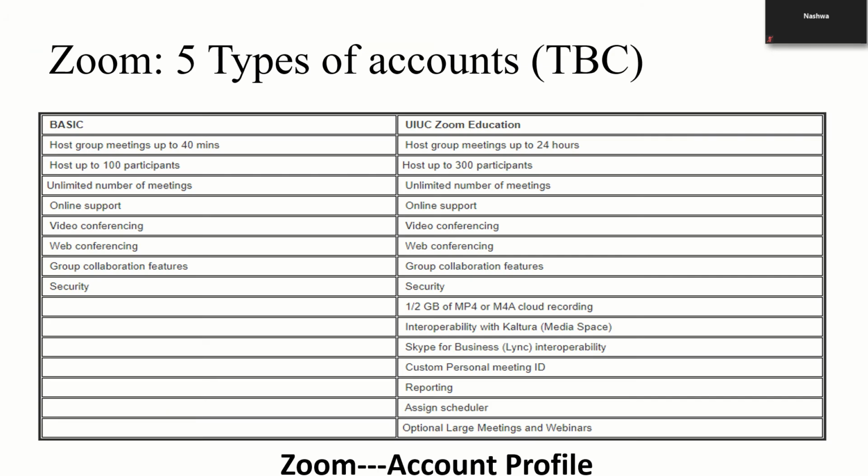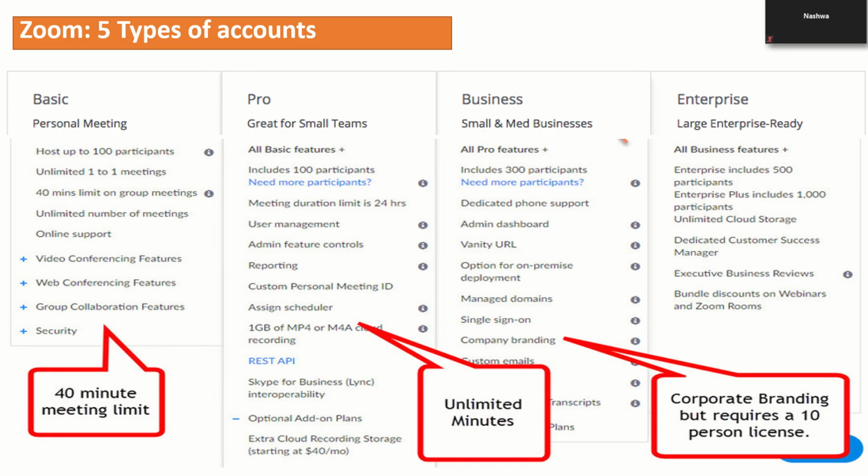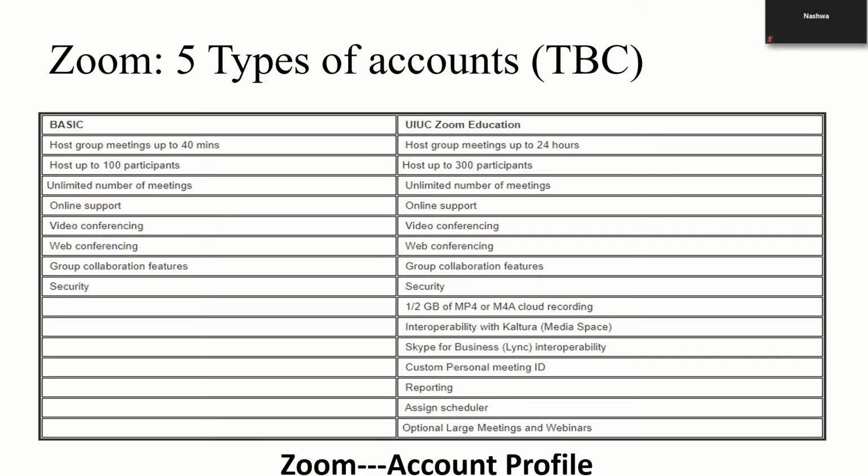The only thing that will be different here is the duration of the meeting. The basic one, sometimes the free one, may go for 40 minutes. Sometimes it goes longer because Zoom is changing these features. But one of the main things is also how much space we have, especially if you go for the cloud recording, which we are going to discuss in a later webinar. It's also about how long each meeting is, how many participants you are allowed to invite, and how much space you have to store between the 5 different accounts.